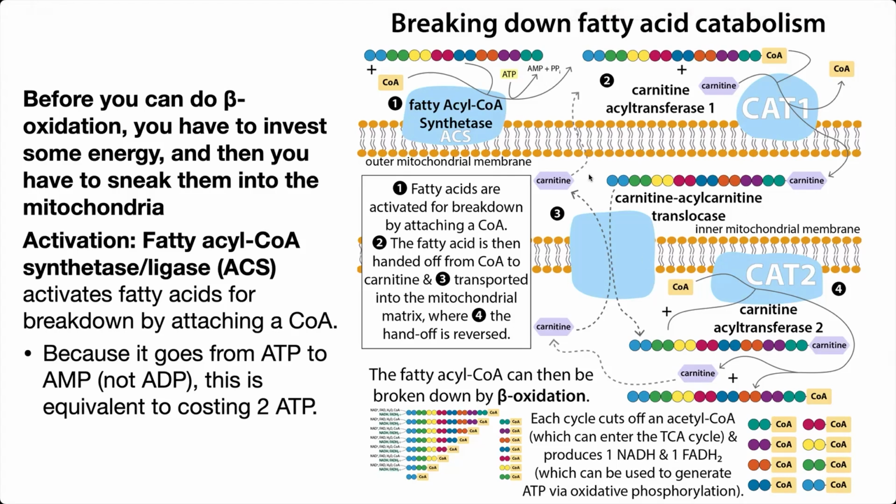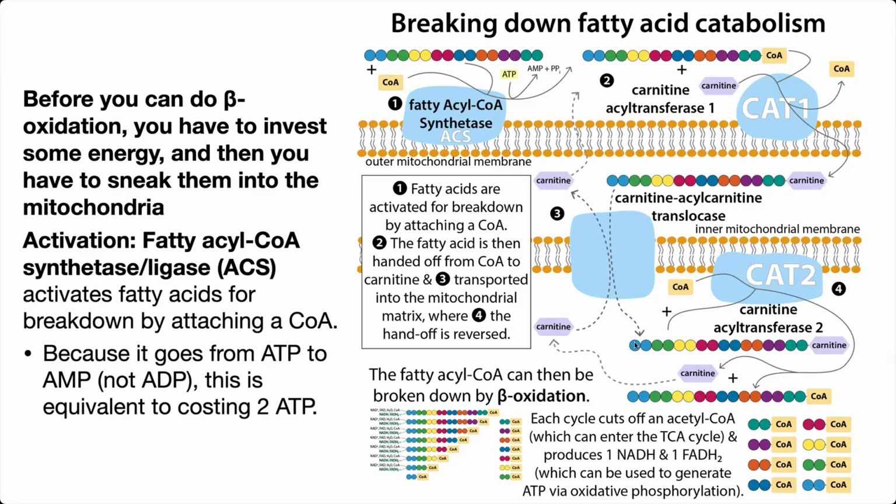So once again, we take our fatty acid, we put on a CoA using fatty acyl-CoA synthetase or ACS. And that's going to cost us the equivalent of 2 ATP. Now we've got this fatty acyl-CoA that we want to break down in the mitochondria, but we can't get it into the mitochondria. So we swap the CoA for a carnitine using this CAT1 enzyme. This CAT1 enzyme is going to be highly regulated because here we're saying, okay, let's go and take it into the mitochondria. This can go through the carnitine acylcarnitine translocase into the mitochondria.